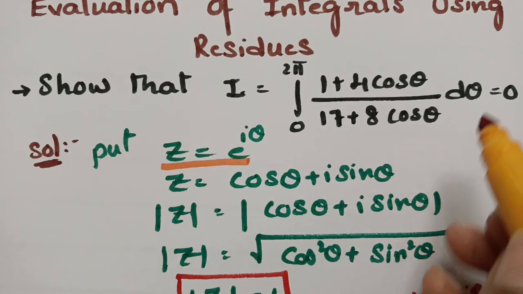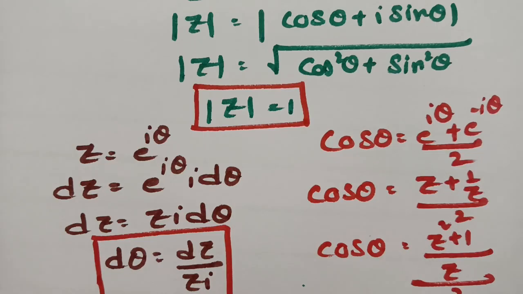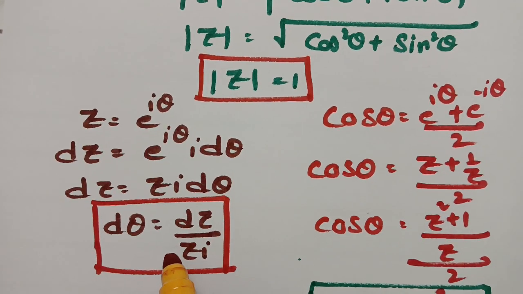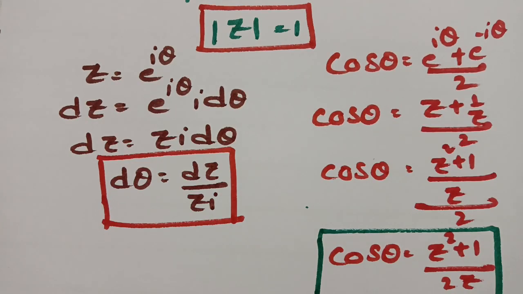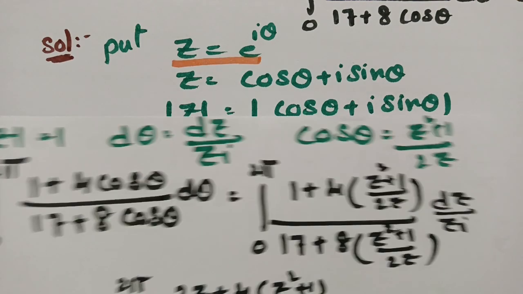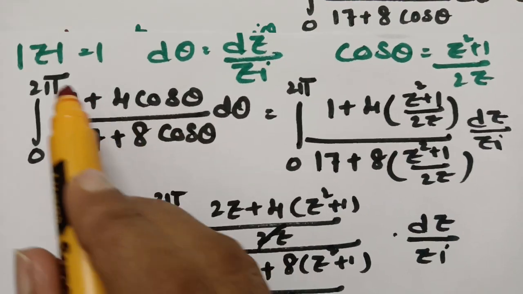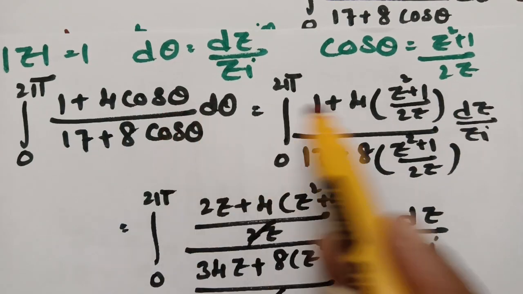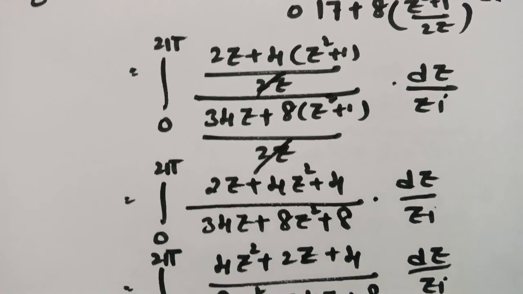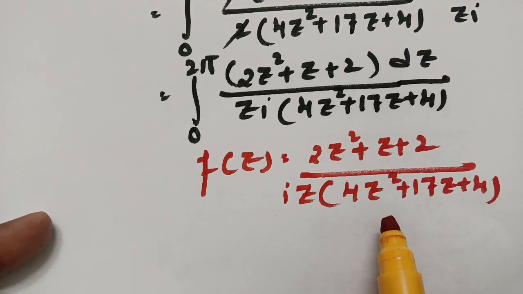And next thing here is we need d theta value. For d theta, after making derivative on both sides, we got d theta value, and cos theta value is also ready as usual. So the next step is we have to apply all three values in this integral. In place of cos theta we put z square plus 1 by 2z, and d theta as dz by zi. So we got f of z value as this one.